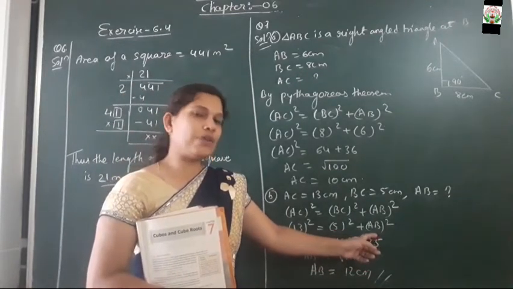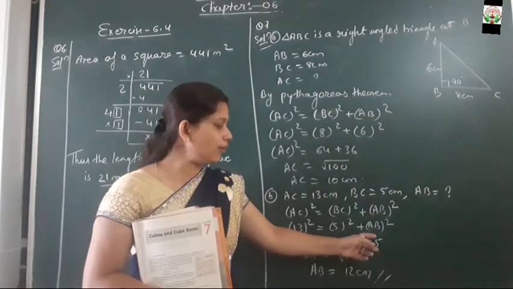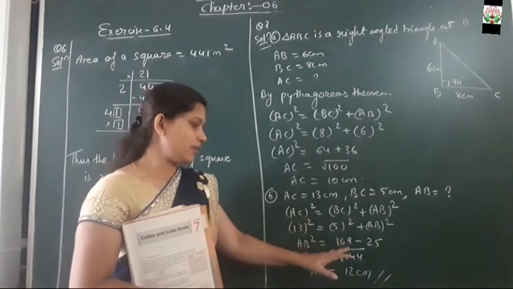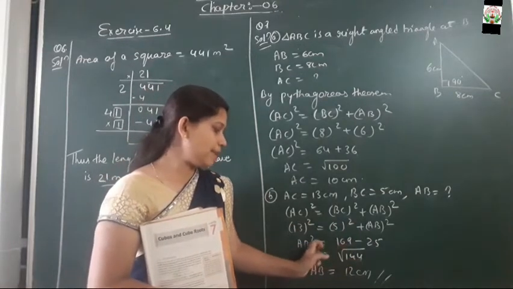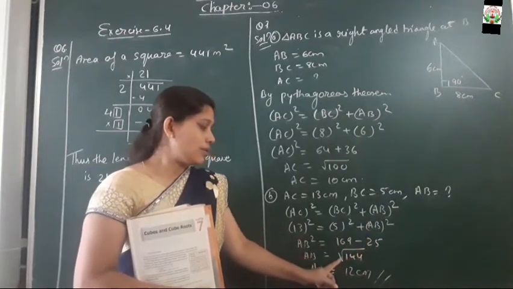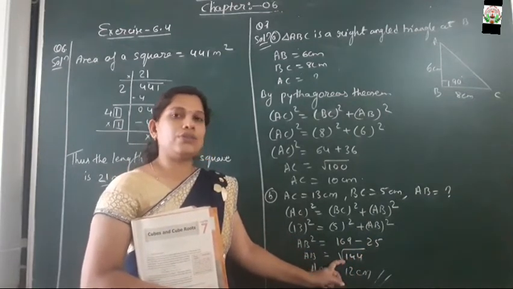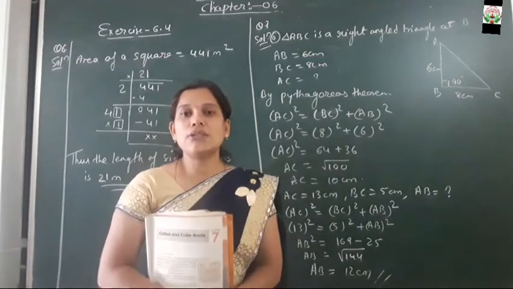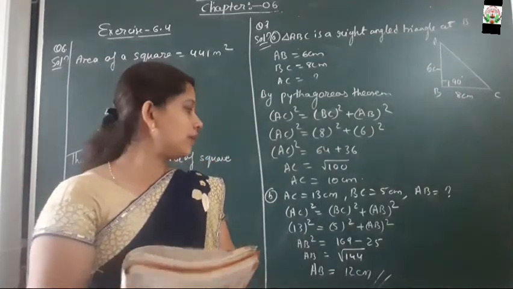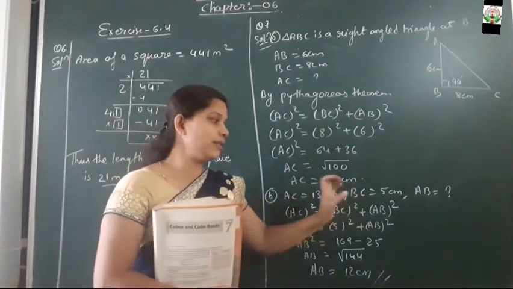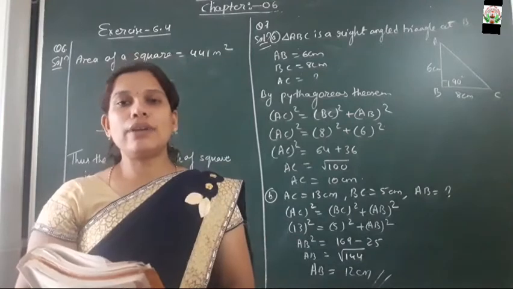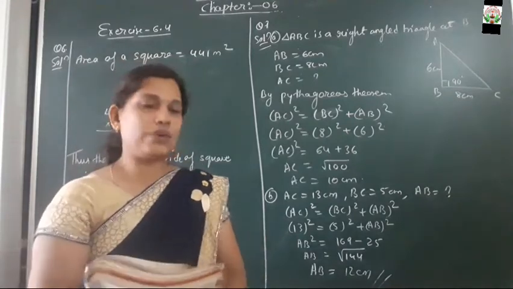Since we want to find the value of AB, which is the perpendicular, transposing AB square from the right hand side to the left hand side and transposing this, you will get 169. AB square is equal to 169 minus 25, that will be 144. So finding the square root of 144, that will be 12. So what is the required answer? The perpendicular of right angle triangle ABC is 12 cm.